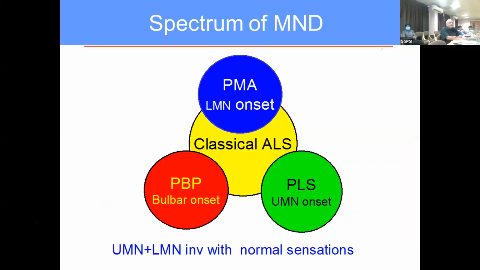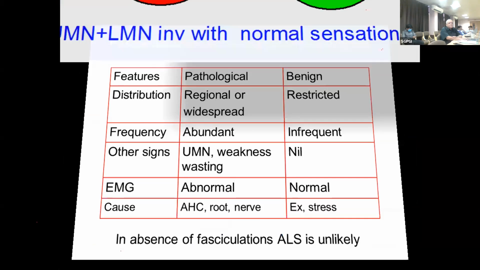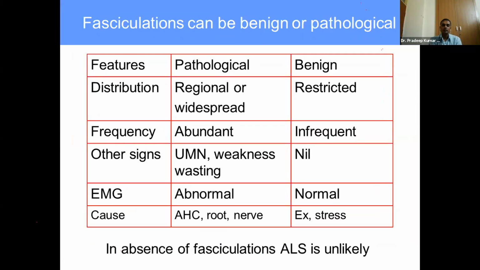And we all know the classical ALS, and then what I just said: primary muscle atrophy, primary lateral sclerosis, and pseudobulbar palsy with bulbar onset. And of course, fasciculations may be pathological or benign because, as I said, early-stage, third-year students also have fasciculations and they worry about motor neuron disease. So we are always asked in our MBBS exams, what are fasciculations and what are benign and malignant fasciculations.